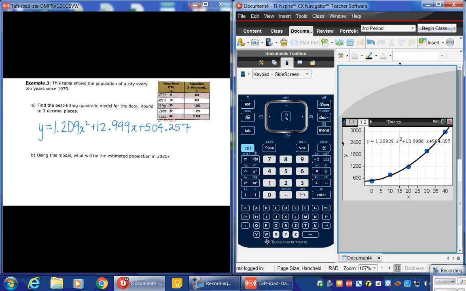So I'm going to plug in that x value. So I've got y equals, so our population, of course in thousands, we'll talk about that again in a second. We're going to plug in for x, so I've got 1.209 times 50 squared plus 12.999 times 50 plus 504.257. Again, I could solve this by hand. That's a lot of decimals though. We are going to get a decimal, and that's fine.